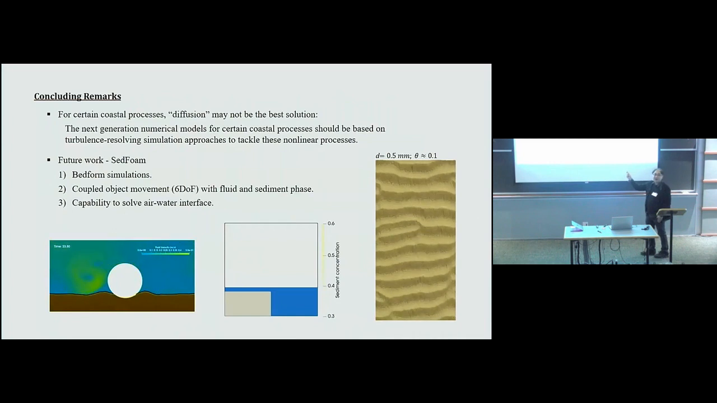It shouldn't be our excuse for coastal modelers to use diffusion. You really need to look at different problems, and we argue that the next generation numerical model, at least for certain types of coastal processes, should be based on turbulence-resolving simulation in order to tackle the nonlinear turbulent processes.